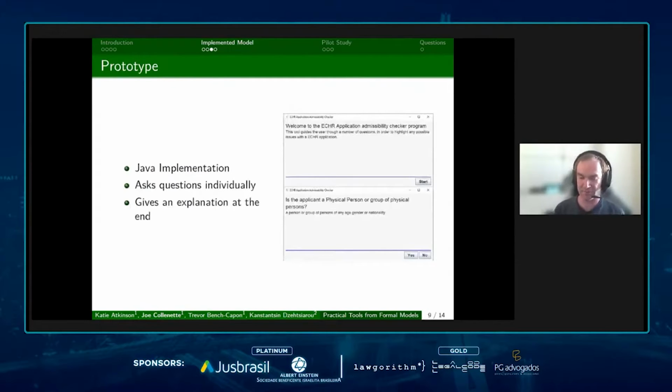So this was all implemented in a Java interface, and it asks each of the questions from before, one after the other, until a decision can be made. Once the decision is made, it then gives the answer out, and it also gives the explanation as to why it came to that reasoning.